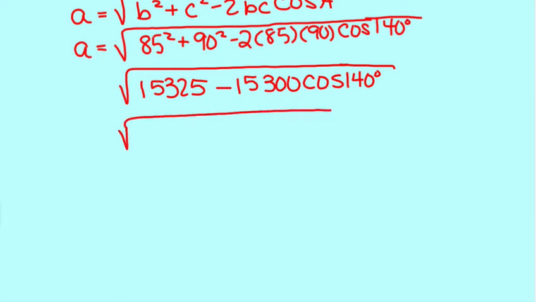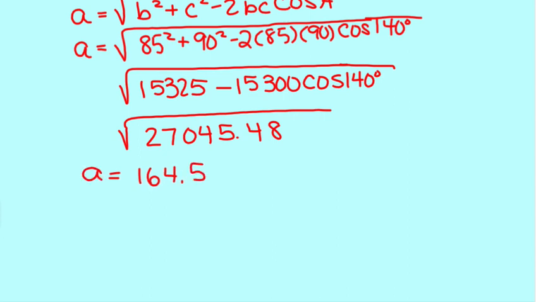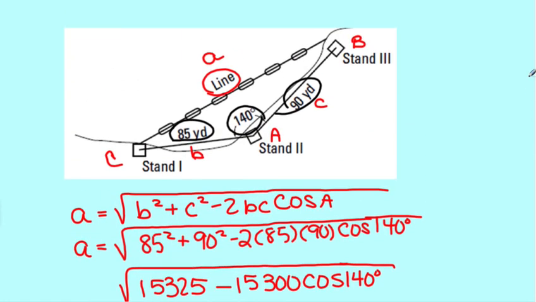Don't forget to finish off the parentheses. What you get, and make sure you're doing this with your calculator too, is 27,045.48. Now we have to square root that answer. So be comfortable with your square root button on your calculator. Take the square root of 27,045.48, and you will get 164.5. That is your A. So let's go back up, 164.5 yards is the length across from stand 1 to stand 3.